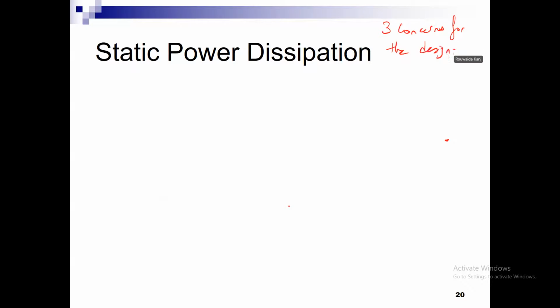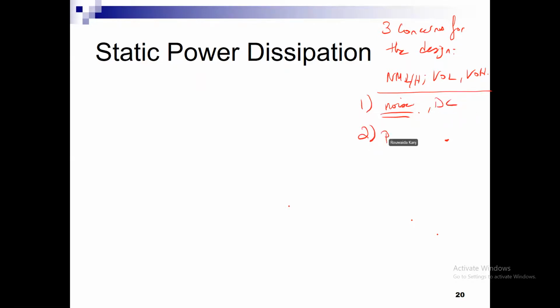First, the noise margins, and the values of the operating logic levels VOL and VOH. So noise margin low, noise margin high, then noise margin with operating points. Then the second, after the DC characteristics, is the power dissipation: how much power this design dissipates if it has good noise margin.